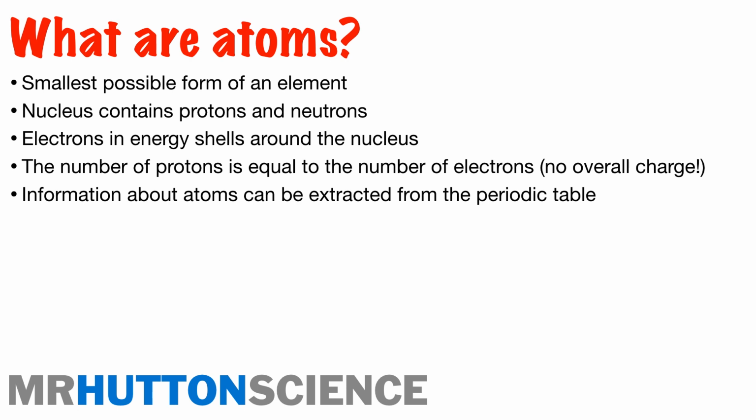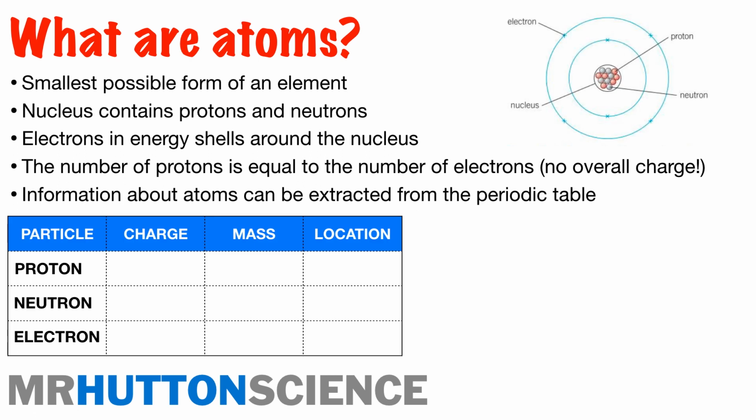Information about atoms can be extracted from the periodic table as well. Remember, we can look at what group they're in, that gives us information. We can look at the number of protons, that helps us with our electron structure. We can even look at the period that they're in, and that will help us with the number of shells. There's lots of information on that periodic table which you get for free in your exam. So know how to use it, because it is extremely helpful.